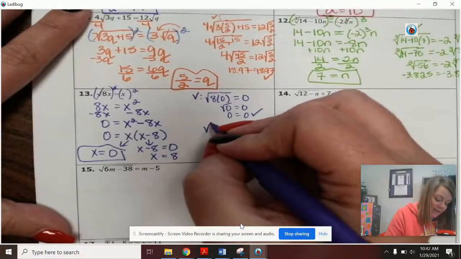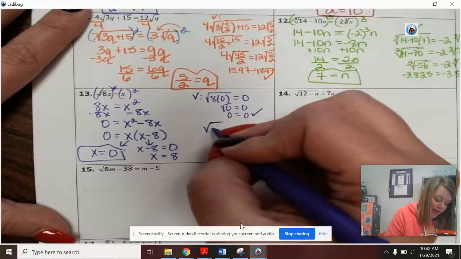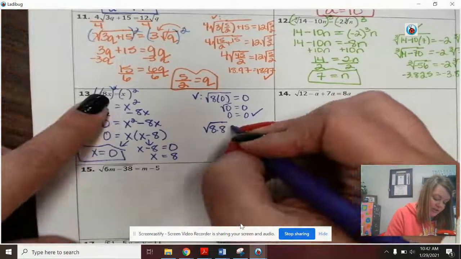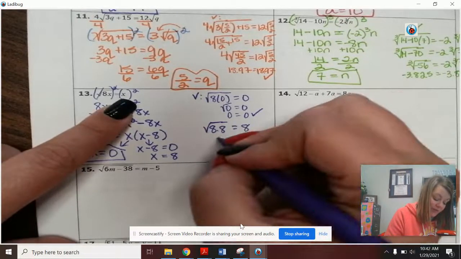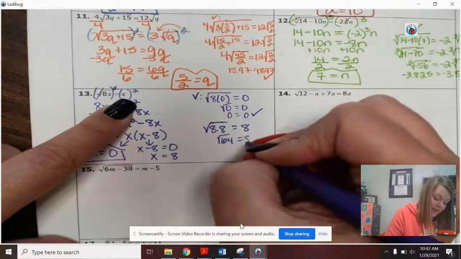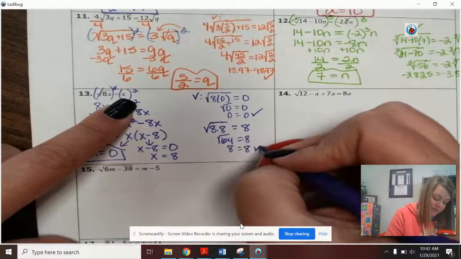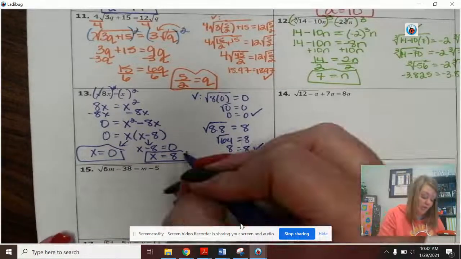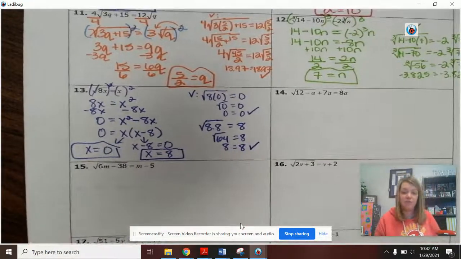Let's check 8. So I'm going to have 8 times 8 underneath the root equals 8. Square root 64 equals 8. Oh, yep, it works too, because the square root of 64 is 8. So that one has 2 solutions that both work. You need to be sure to include both of them in your answers.